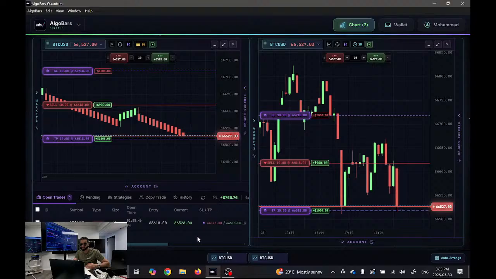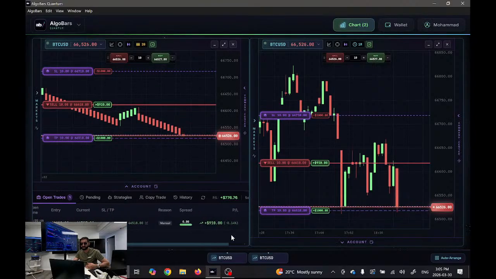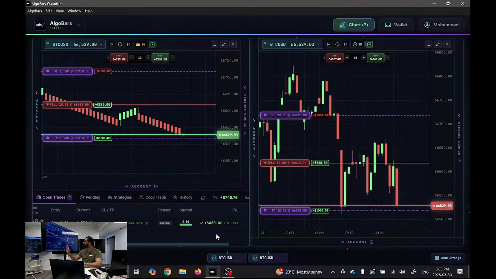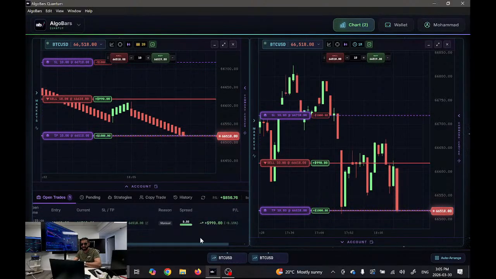All right, guys, so right here, check this out. We're at $770 in profit on this trade. We're so close to hitting our take profit, we're like 1 point away, guys. We're like 1 point away.